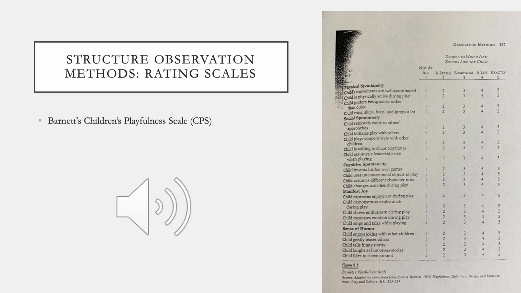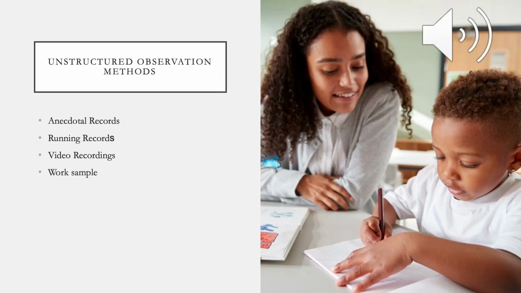And then on the next slide, we're going to be talking about some unstructured observation methods, and then finally we're going to get into the play checklist. Okay, so some unstructured observation methods where you're not going to be using specific tools as your measures are antecedent records, running records, video recordings, and work samples. And your text talks about a few others, but these are the main ones that we're going to focus on for today. So first, let's look at antecedent records.